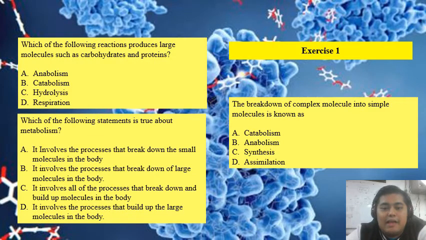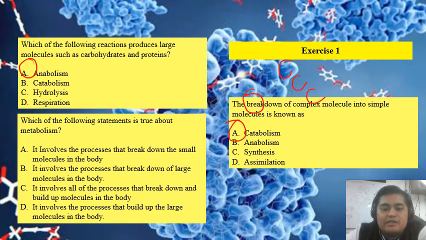Kita try buat sikit latihan. So, exercise 1. Which of the following reactions produces large molecules such as carbohydrate and protein? Dia nak produces. Bila produces maksudnya kita synthesis. So, the answer is anabolism. Next, the breakdown of complex molecules into simple molecules. Ingat, breakdown. Couple, clash, kata.